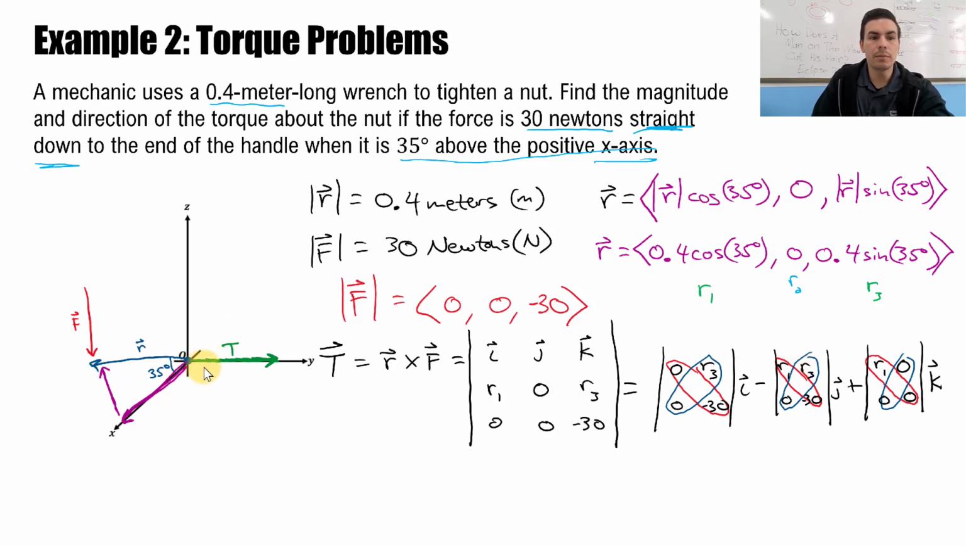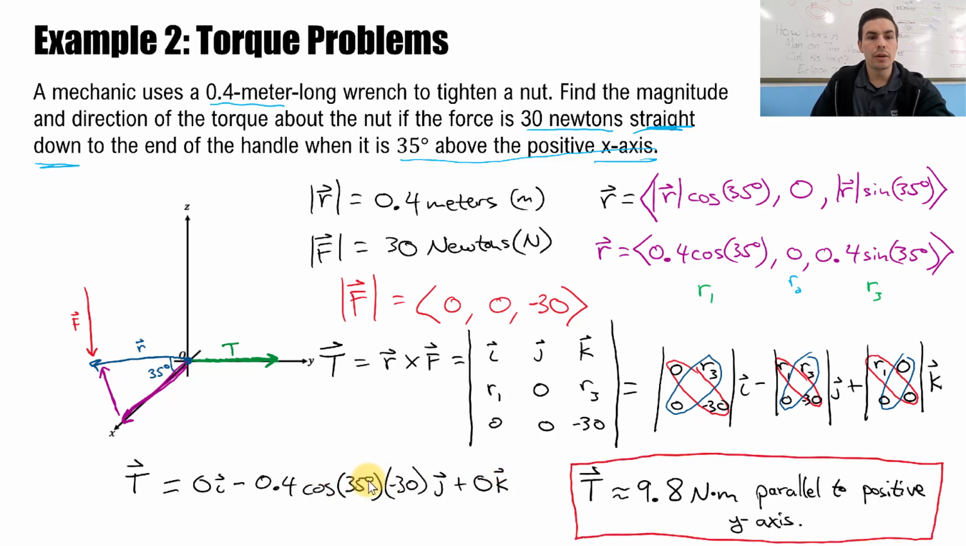Because this torque is going to be in line with my y-axis, right? Now, if that's in line with my y-axis, then really I know that my i components and my k components should drop out, which in fact they do. If I take the determinant of these, those drop out, and I'm only left with minus 0.4 cosine 35 times negative 30 times unit vector j, right? So the torque that's being applied here is approximately 9.8 Newton meters parallel to the positive y-axis, okay? If you plug that into a calculator, that's about 9.8, right? So that is how you would apply this for torque.